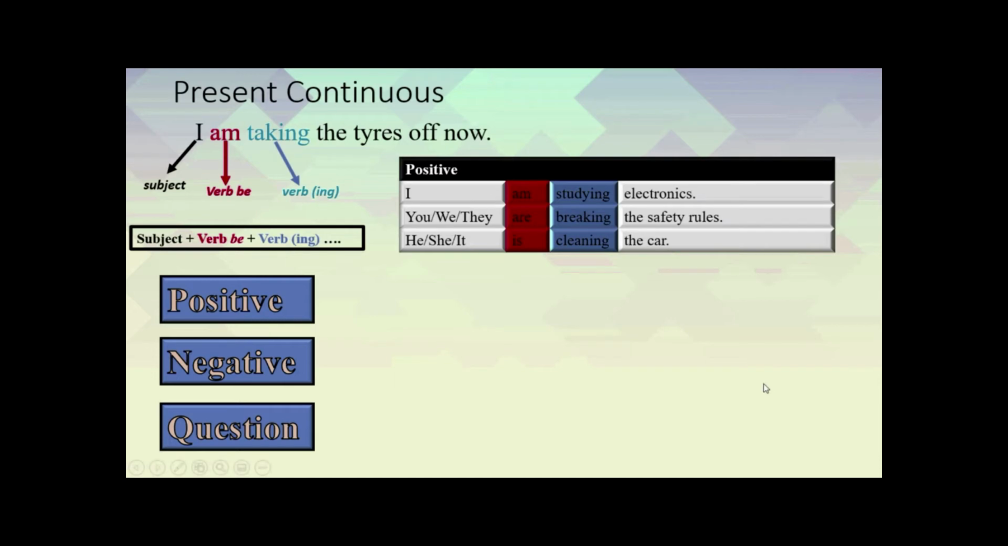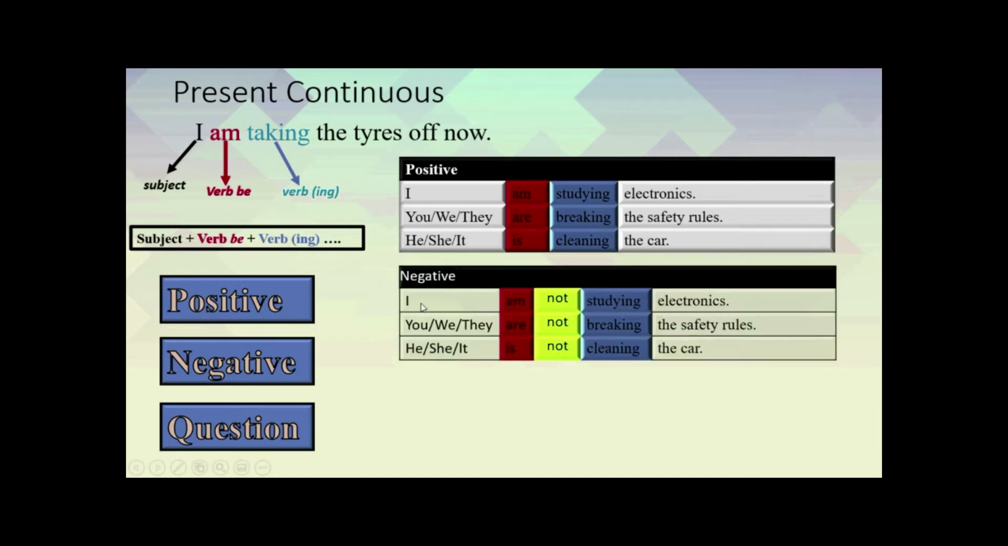For the negative, you have this. Not is added to make the sentences negative. I am not studying electronics. We are not breaking the safety rules. Well, it's not good to break safety rules, of course. She is not cleaning the car.